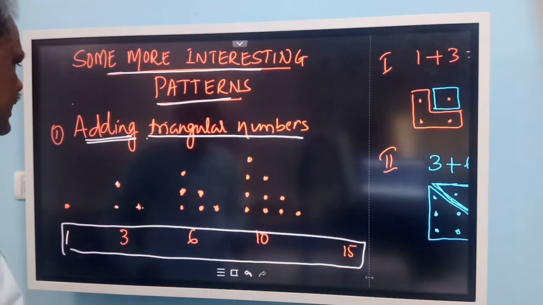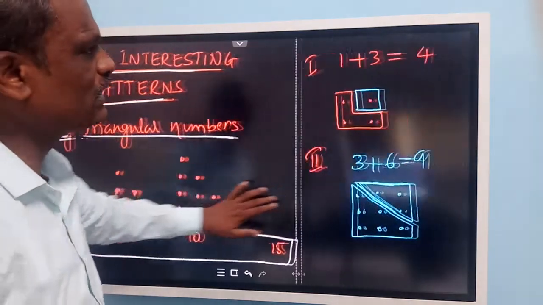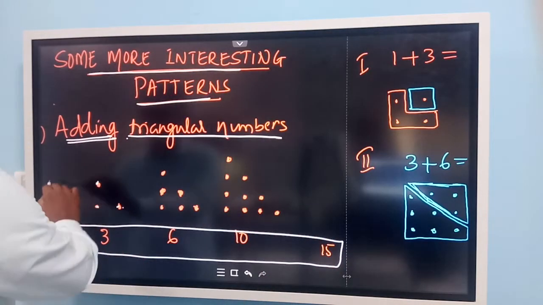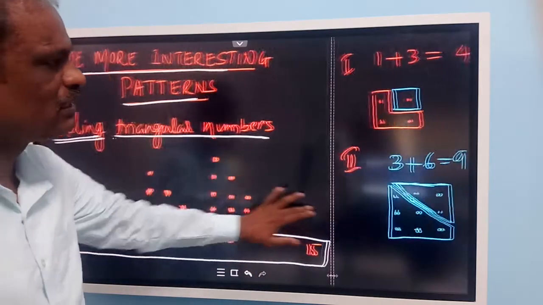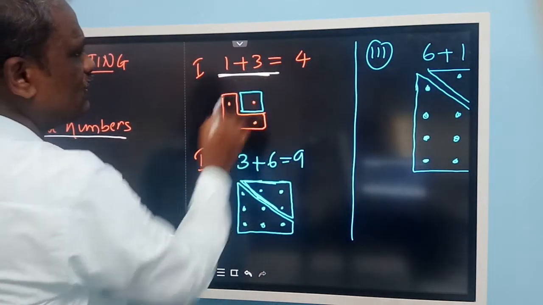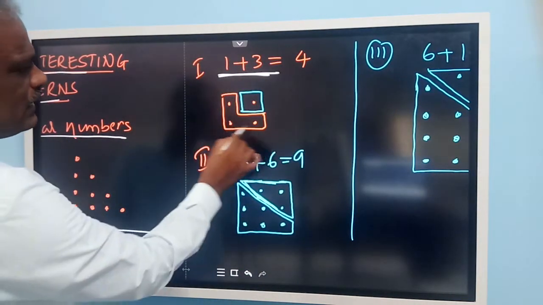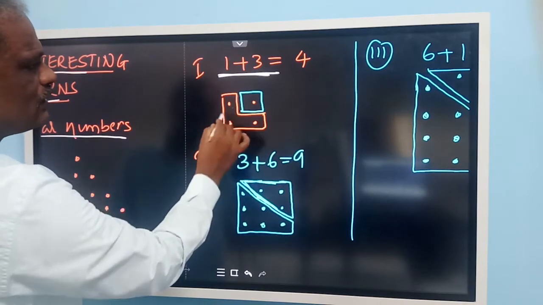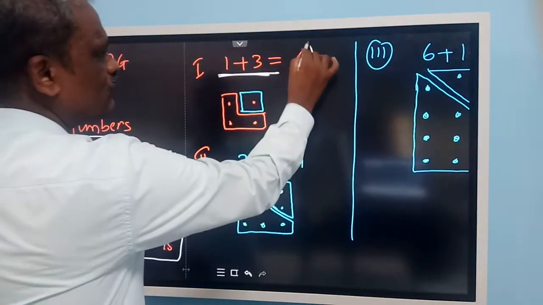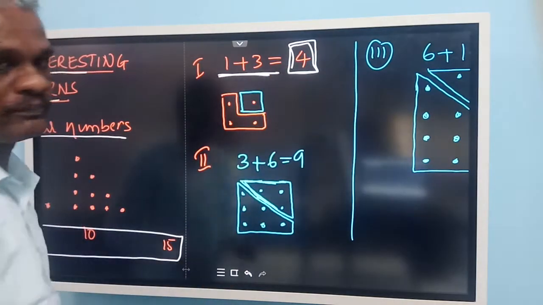Look at this. Any two consecutive numbers you take, for example, 1 and 3. 1 is a triangular number, 3 is also a triangular number. 1 plus 3 gives you 4. See, 3 triangle number, 1. So it gives you a square. 4 is a perfect square number.